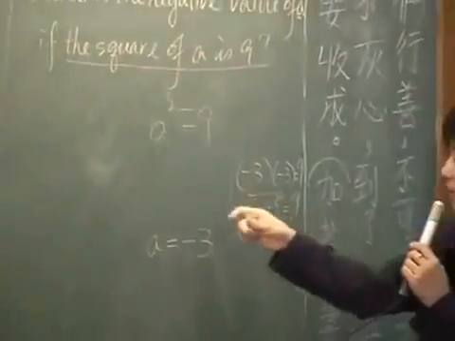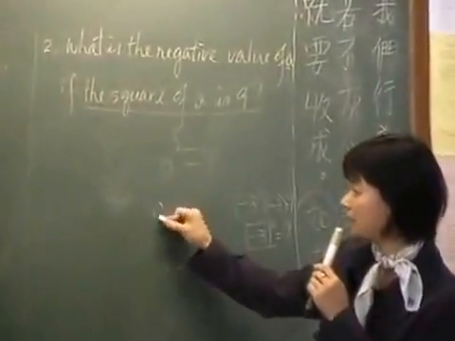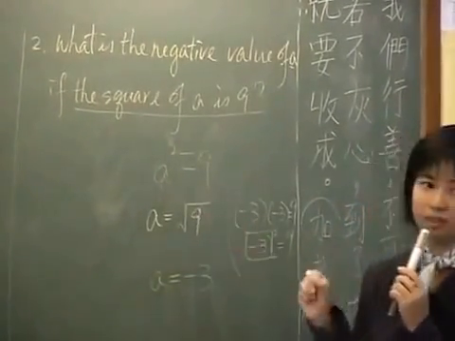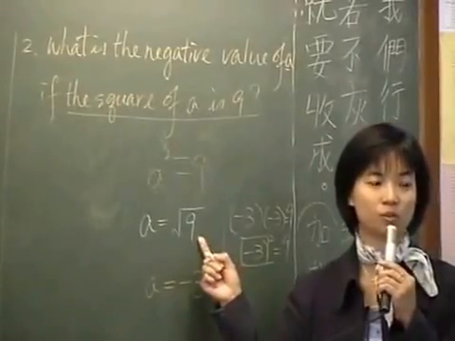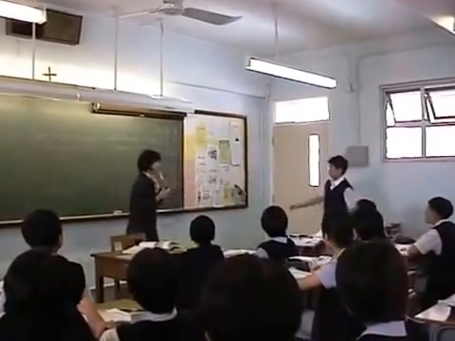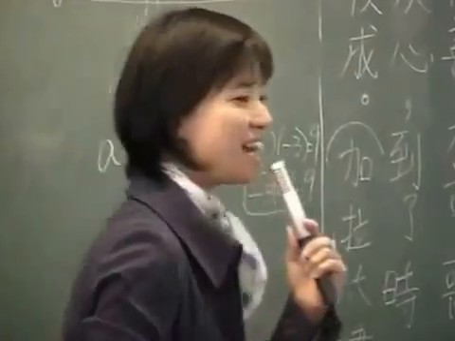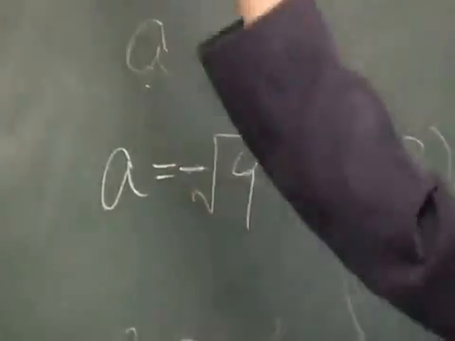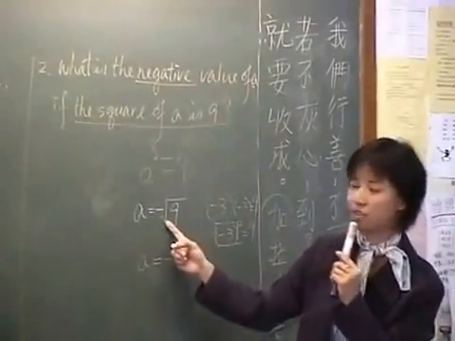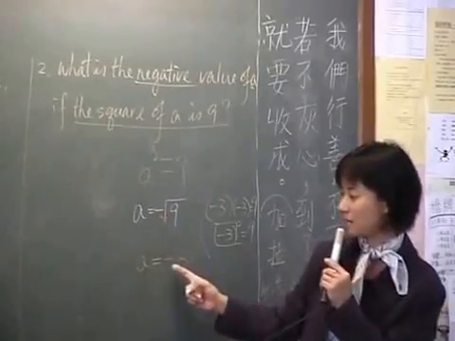Okay? So now can we solve it with steps like this? First of all, what is the difference? A is equal to the square root of 9. Is it the same? No. So you must add a sign in front of the square root. So if you want to find a negative value, then before the square root, you write a negative sign, so that you can get the answer negative 3.